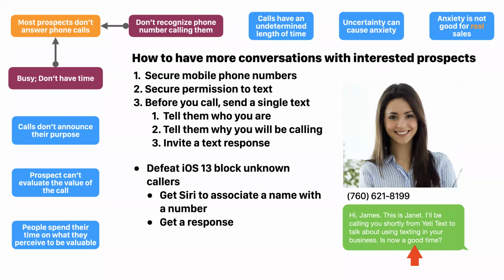And so that's why the iOS 13 blocked unknown callers is unknown, meaning it's not in your contact book. So that's a pretty tough thing to do, to get somebody to add your V card or your contact card into their phone.